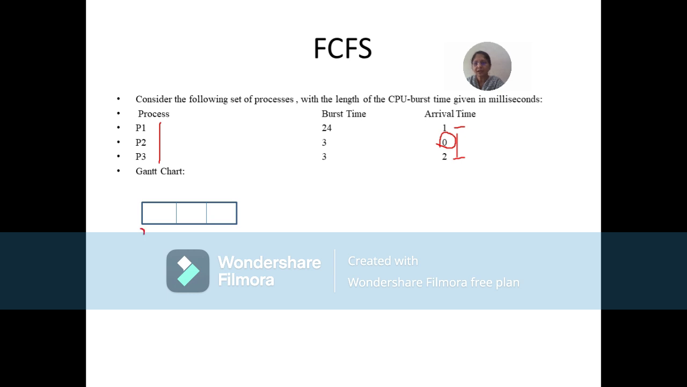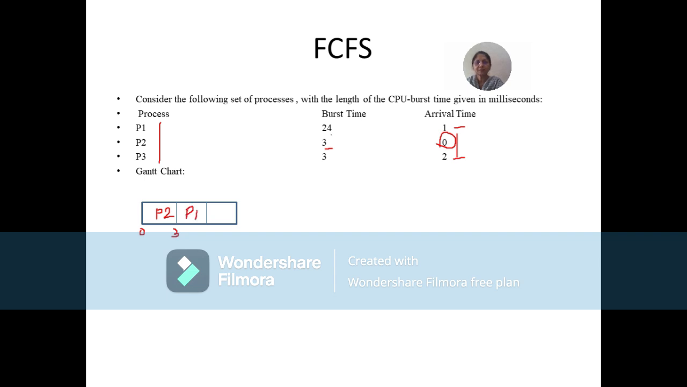In our Gantt chart at time 0, which process has come? Process P2. So let's write process P2 first. What is the burst time of P2? The burst time of P2 is 3. So that means after 3 milliseconds, P2 will be fully executed. Which is the next process which has come? At time 1, the process P1 has arrived. So P1 gets the chance to get inside the CPU. So let's put P1 in our Gantt chart.